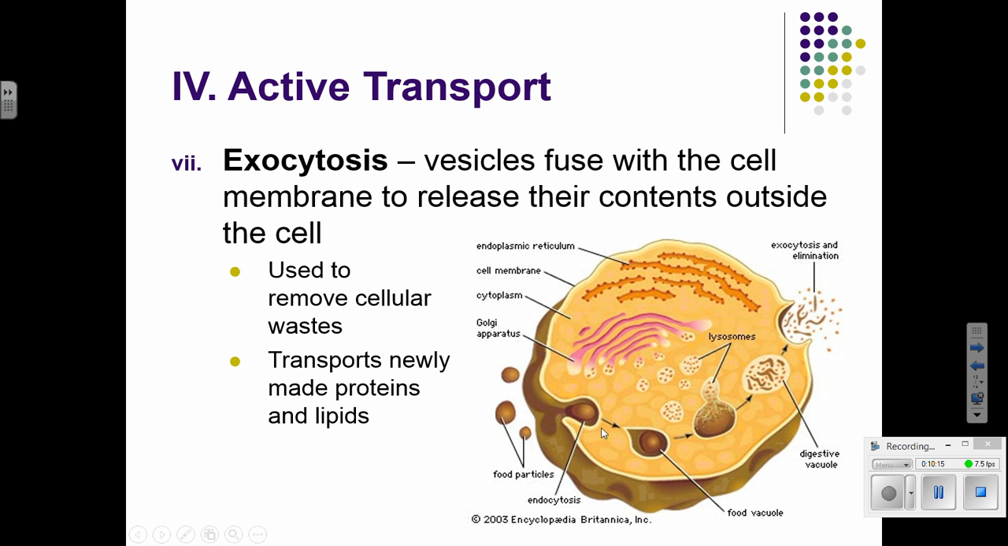This picture is showing endocytosis and exocytosis happening one right after the other. We may be losing some cell membrane to begin with, but as other vesicles fuse and release their contents, you're regaining some of that cell membrane back.